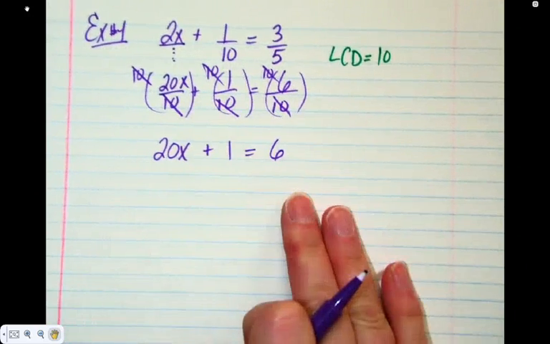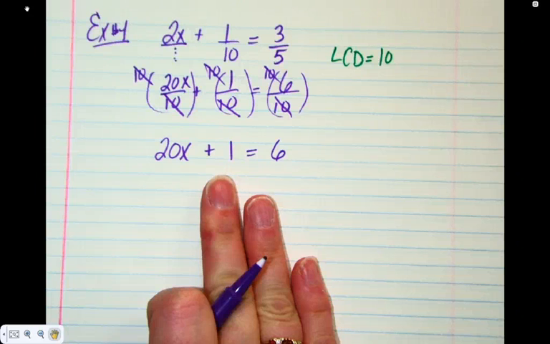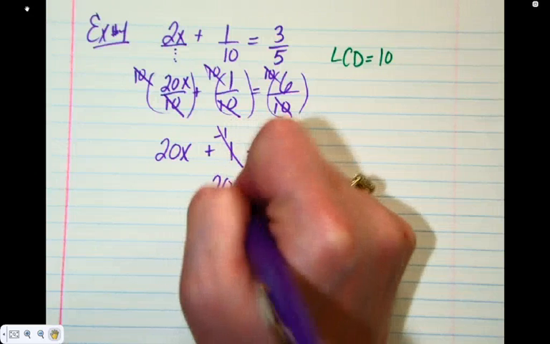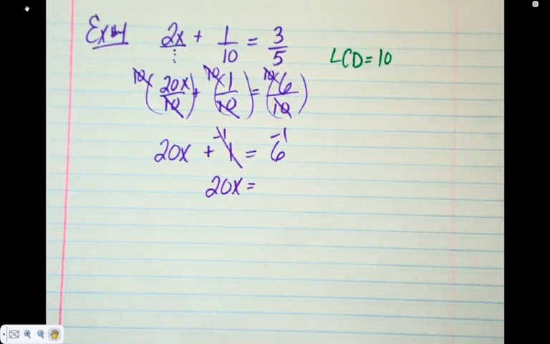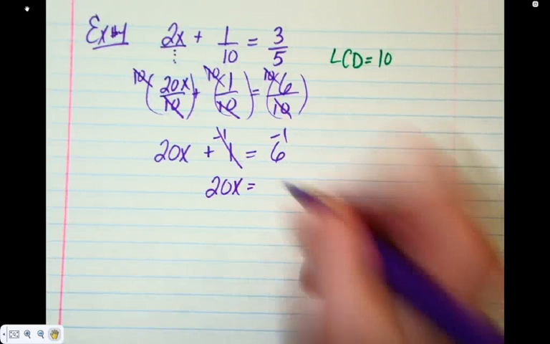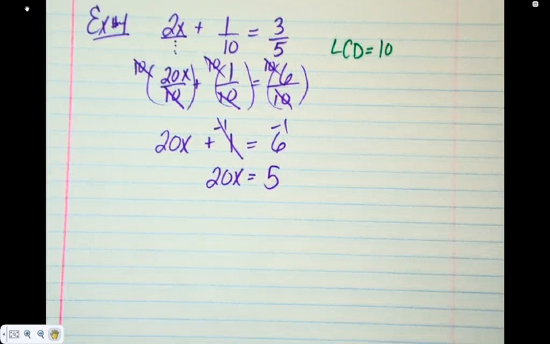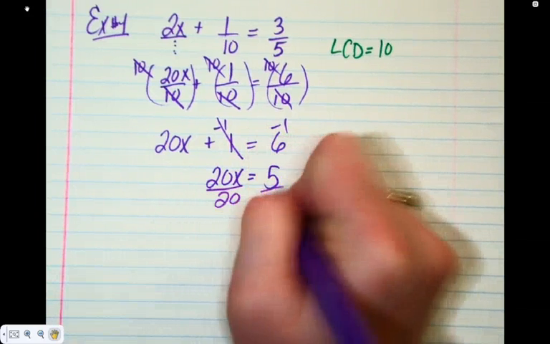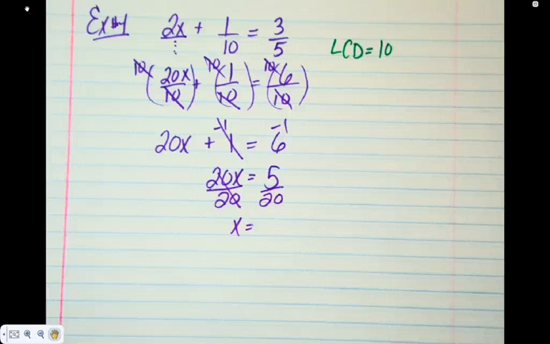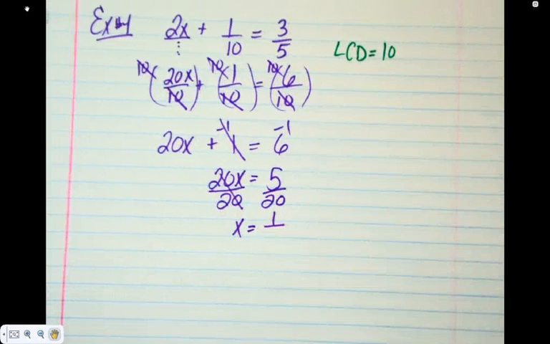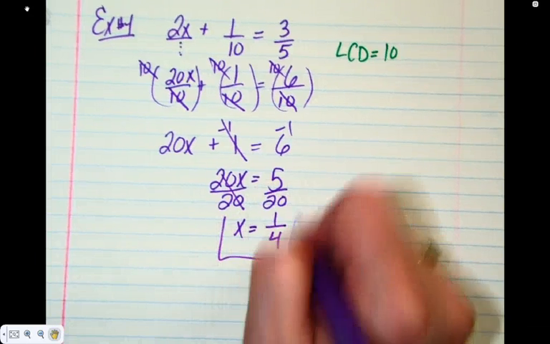This is just an equation from yesterday. This is a one-step equation. How do I get rid of a plus 1? Minus 1. So I have 20x on the left, and on the right, 6 minus 1, 5. This step should look so familiar because it's the last step of every equation. How do I get rid of the coefficient of 20? Divide by 20. Can I reduce 5 on 20? What can I reduce them both by? 5, so 5 divided by 5, 20 divided by 5. There's your final answer.